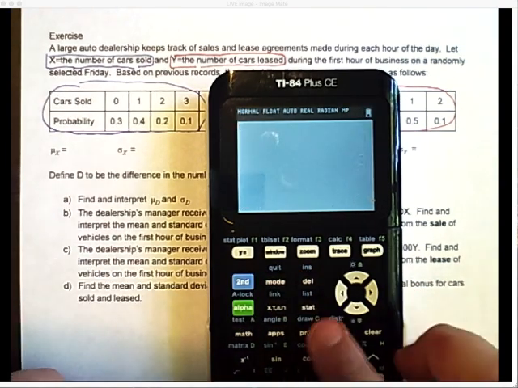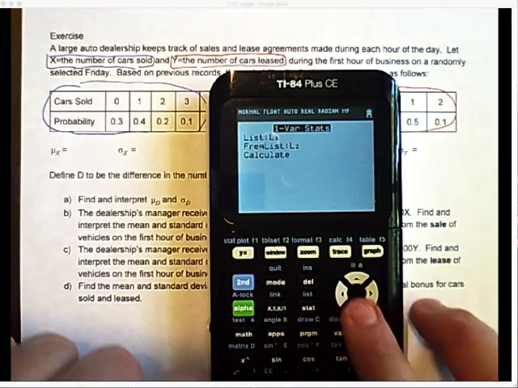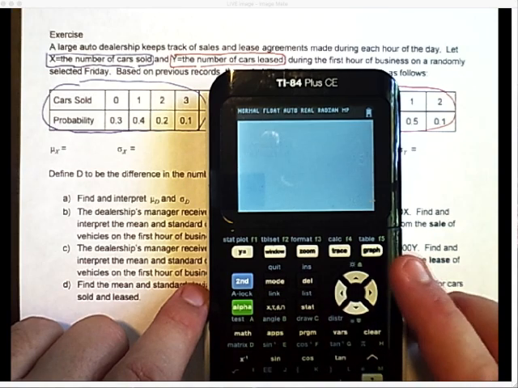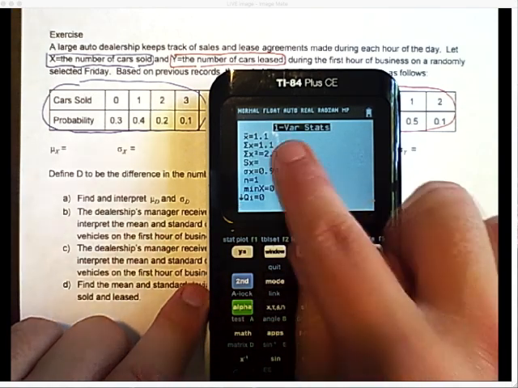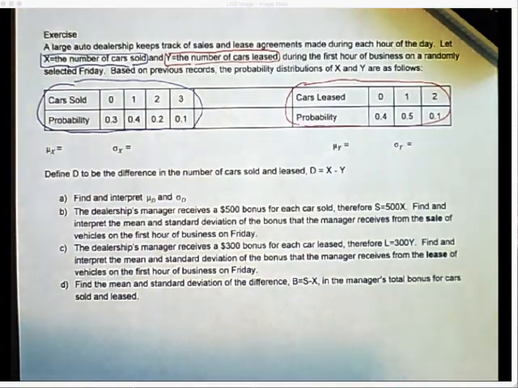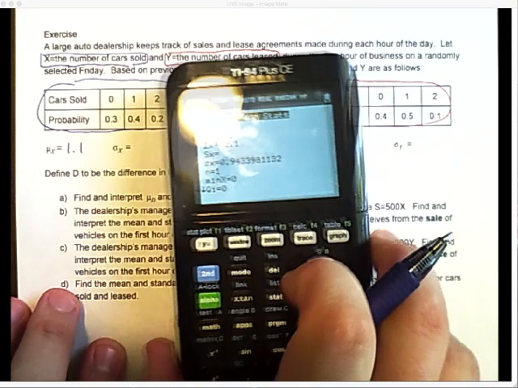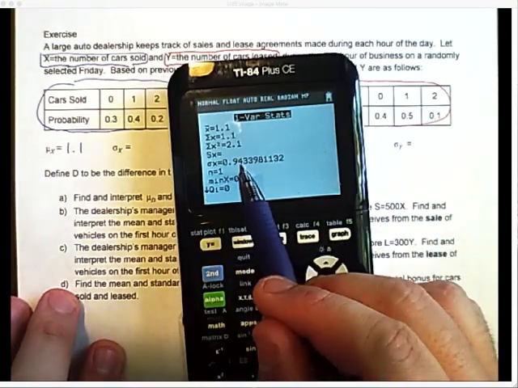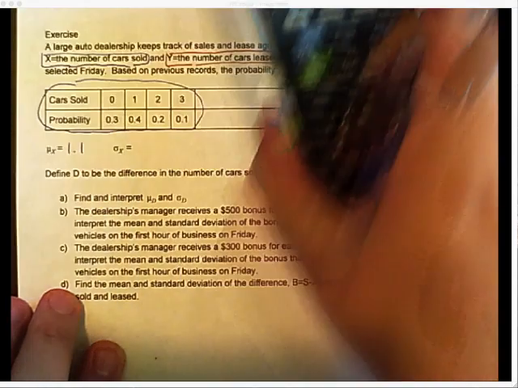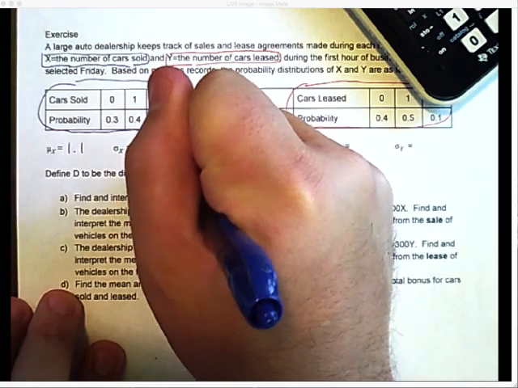If you remember, we go to stat, over to calculate, one variable stats, list L1, frequency list L2, and calculate. It gives me the average. The average number of cars sold is 1.1. And this number right here is the standard deviation, 0.9434. We'll just round to 3 places.